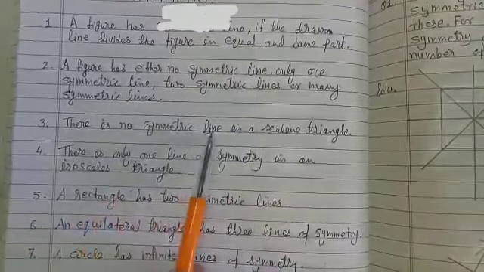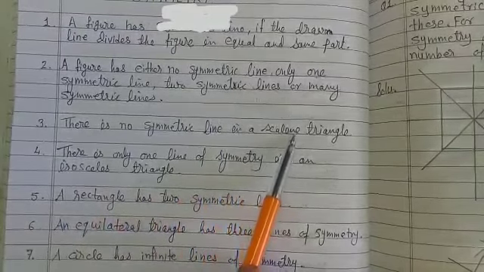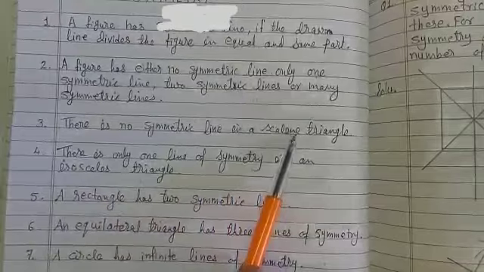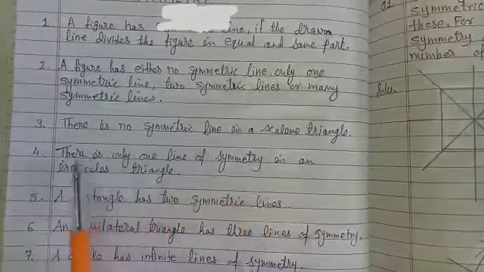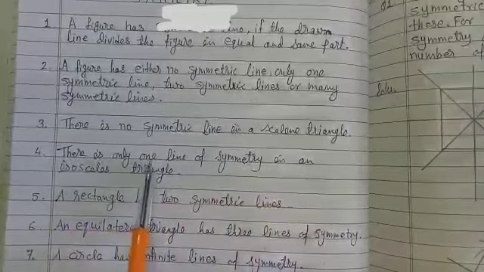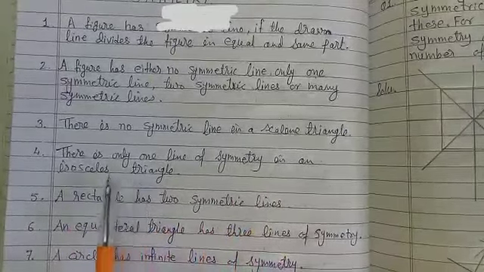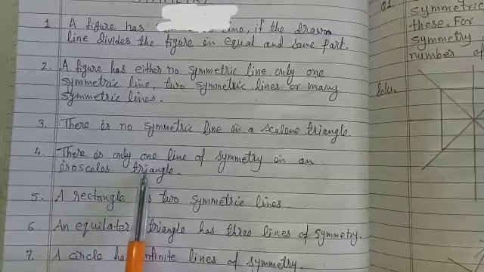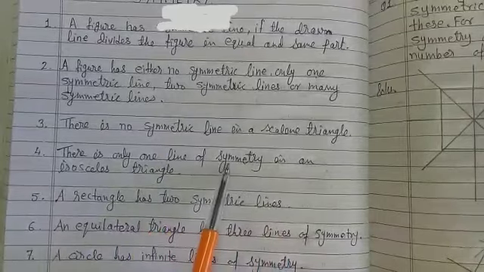There is no symmetry line in a scalene triangle. In a scalene triangle, all three sides are unequal, so there is no symmetry line. Fourth, there is only one line of symmetry in an isosceles triangle, as in an isosceles triangle two sides are equal. There is only one line of symmetry.